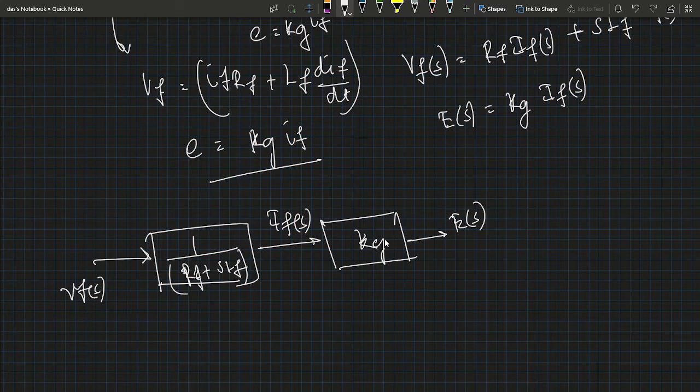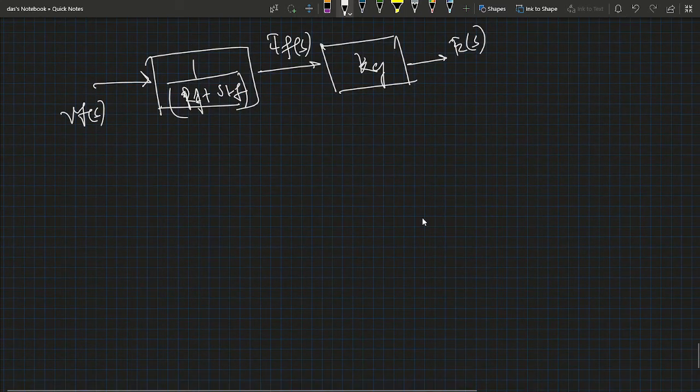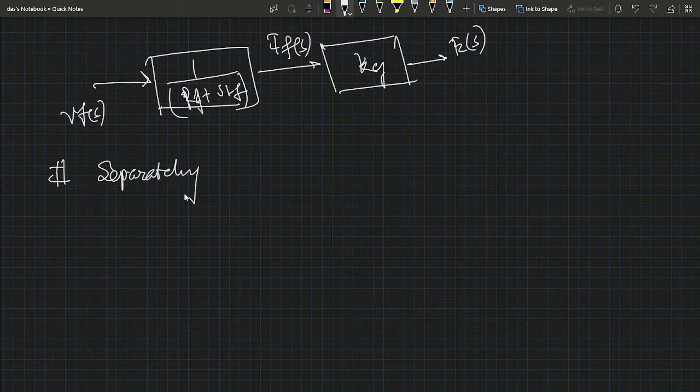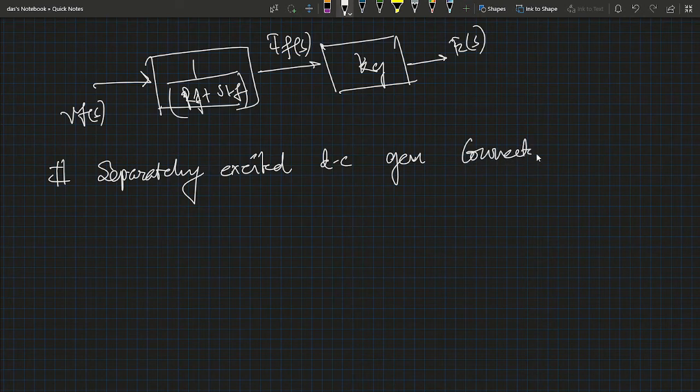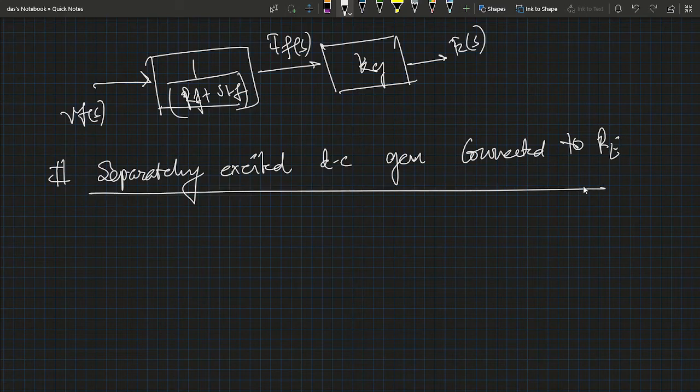Now we talk about the modeling parameters of a separately excited DC generator connected to a load resistance. Okay, the load means an electrical load is connected. Now our second topic is the separately excited DC generator connected to RL, that means the load resistance. Okay, this is our second topic today.